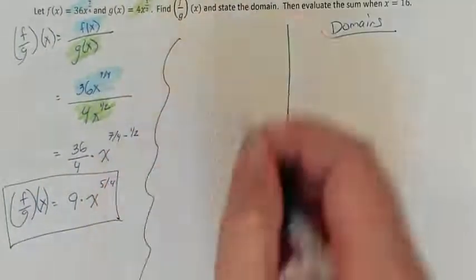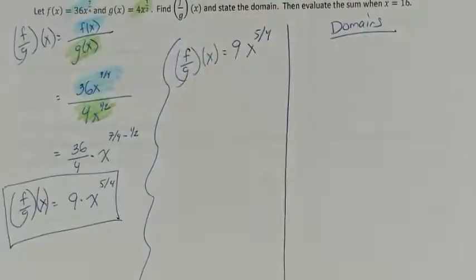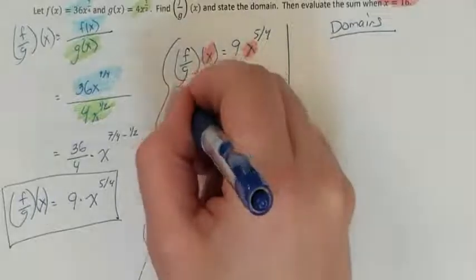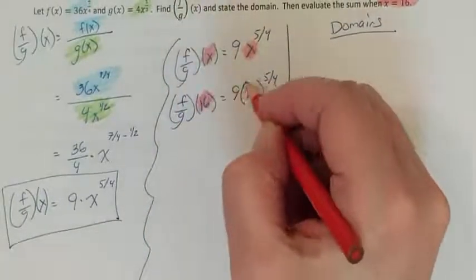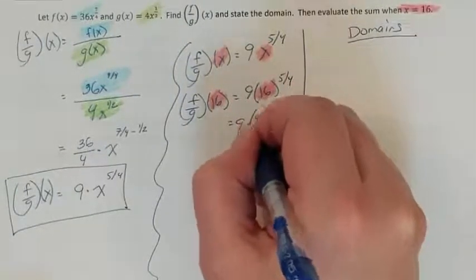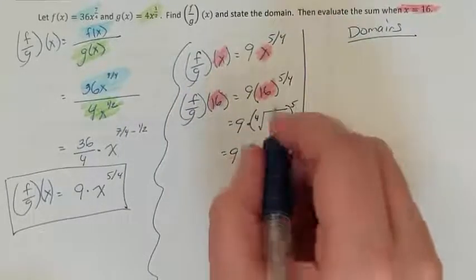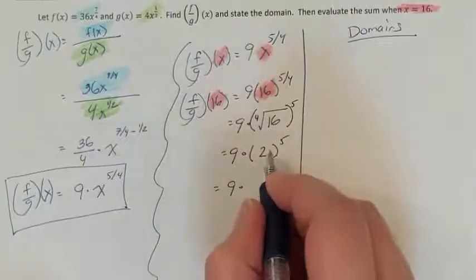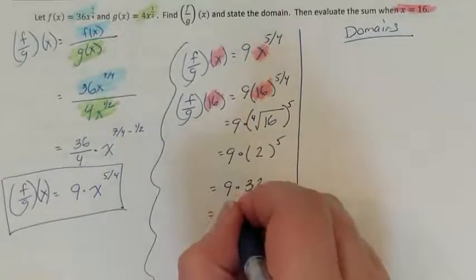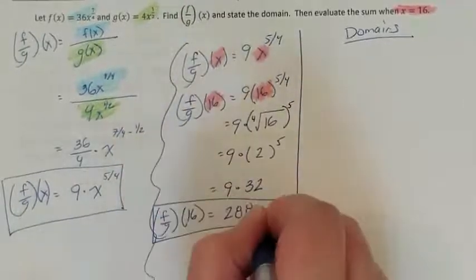Now we're being asked to evaluate this f divided by g of x rule when x is 16. So these x's are going to get replaced with 16s, and we're going to evaluate. So I have 9 times the 4th root of 16 all raised to the 5th power. So I need the 4th root of 16, which is 2. So I have 9 times 2 to the 5th power, which is 32. 9 times 32 is 288. So my f divided by g at 16 is 288.